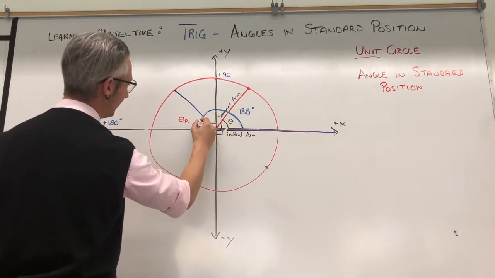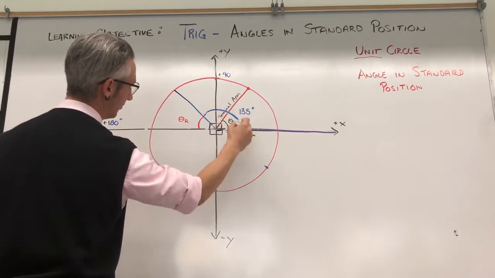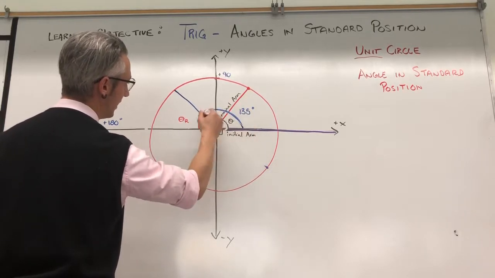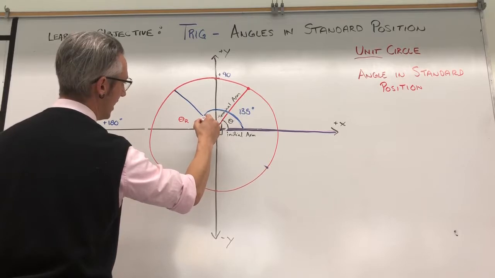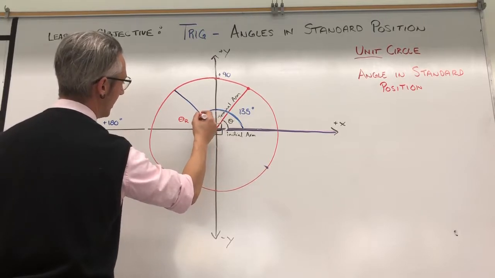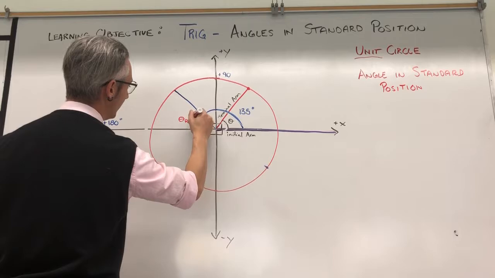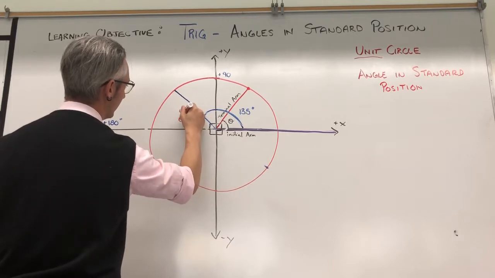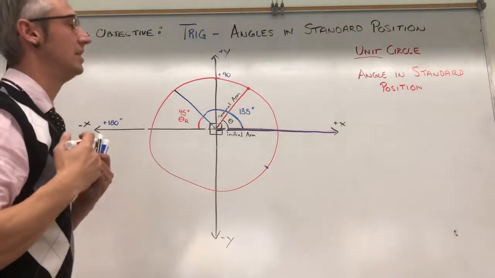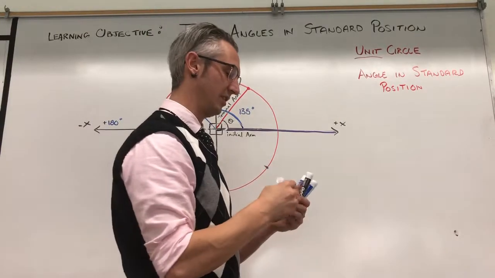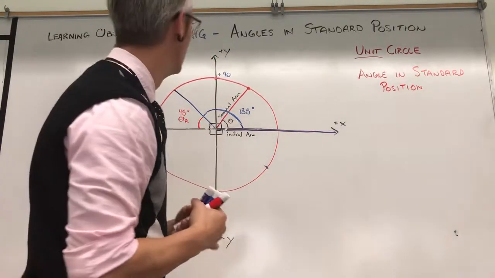So the closest x-axis is this direction, not this direction. Because if I go this direction, I go 135. If I go this direction, I'm only going 45 degrees. So my reference angle in this case is 45 degrees. This comes in handy in the next part of the unit when we start working with our actual trig ratios.